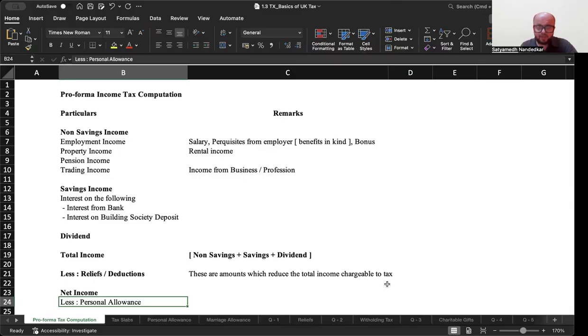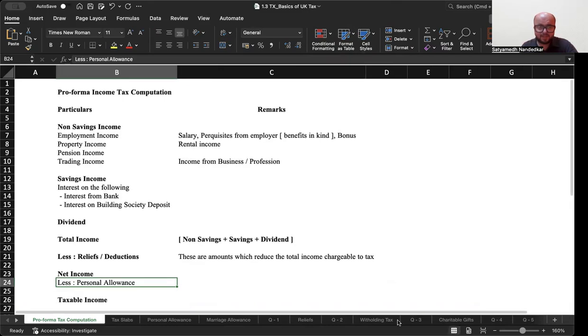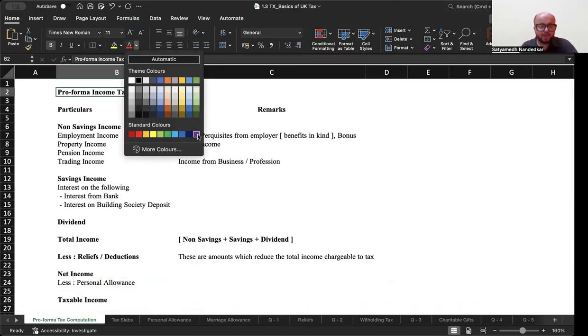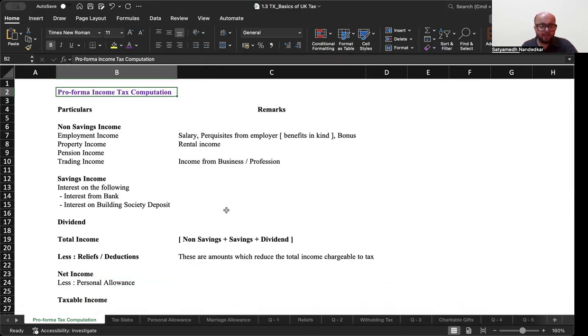So, our first job is to bring together in one place income from all sources and understand, first of all, how taxable income is calculated, point A, and then how we calculate an individual's income tax liability. What you can see on your screen right now is a format in which we are going to accumulate all the income that an individual earns. On a broad level, we are going to divide income into three categories: non-savings income, savings income, and dividend income.